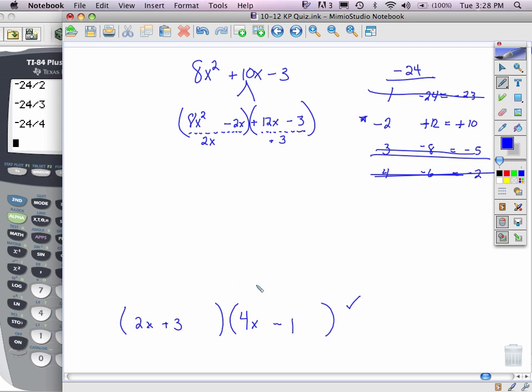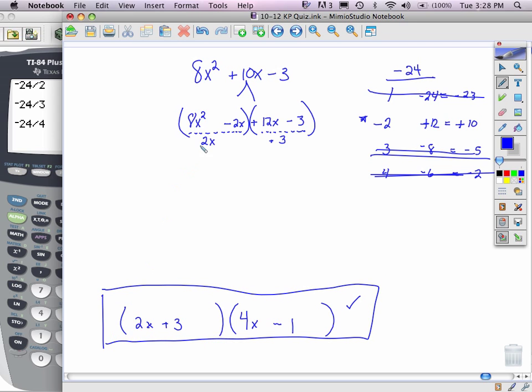Negative 3 divided by 3 is also negative 1, so I know that I'm correct. Now I showed you guys today a little bit longer. This is my final answer. You would not need any more than that.